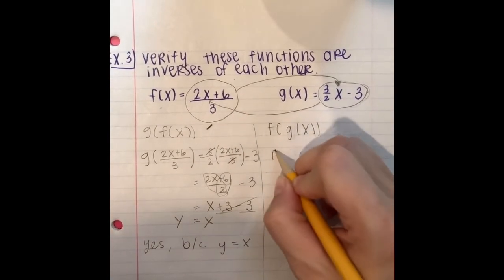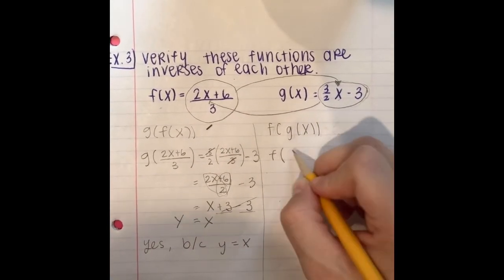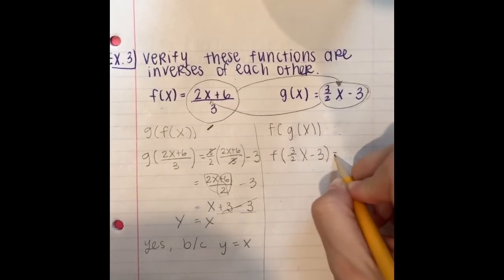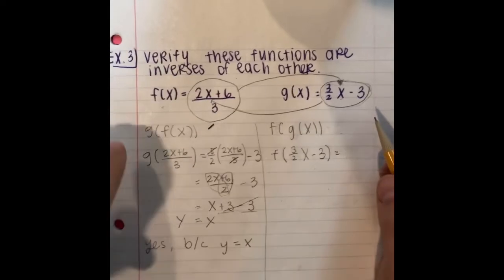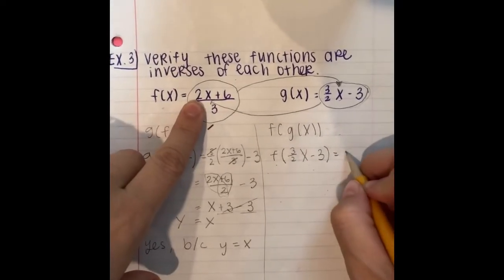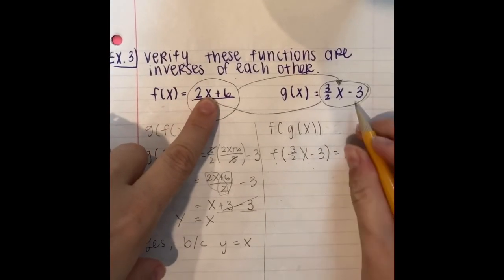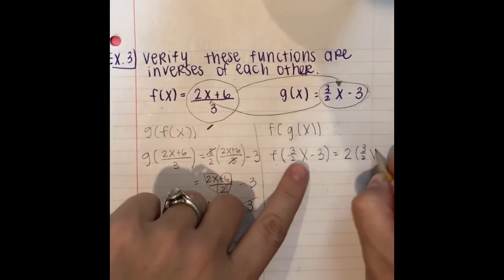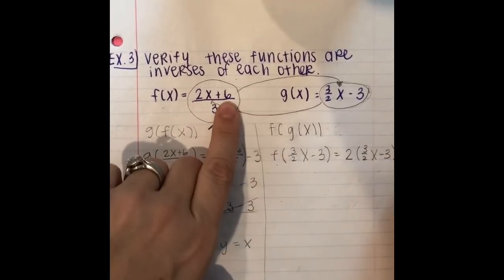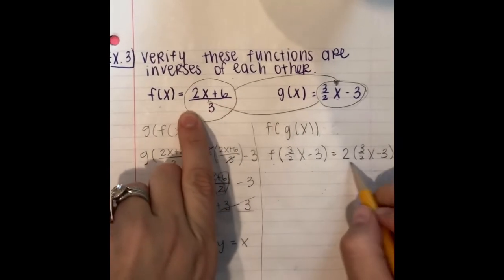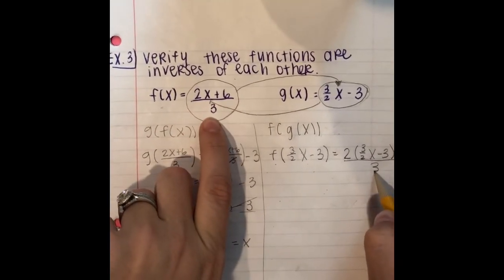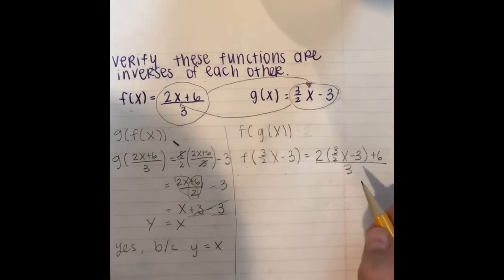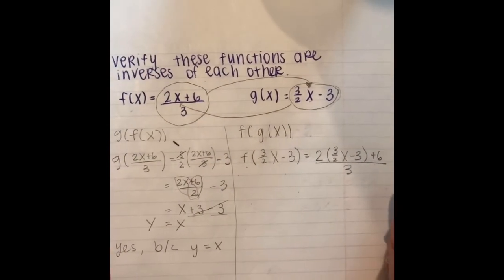Okay, so we would have f of the g function, 3 halves x minus 3, equals, so we're using our f function, so I'm putting this 2, and then where x is, I'm putting my g function, 3 halves x minus 3, and then I'm putting the plus 6, and the whole thing is divided by 3. Okay, oops, sorry. We want to simplify this.